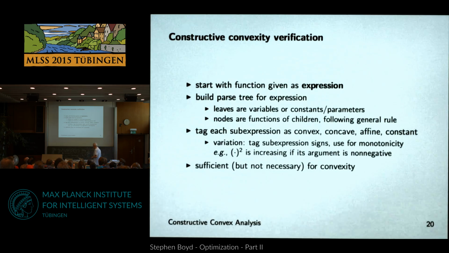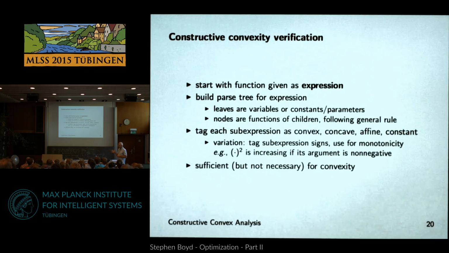Okay. So now we're going to get to the idea of constructive convexity verification. So you're going to start with a function given as an expression. I've been saying a lot of these things all along anyway, so it should be kind of obvious. You build a parse tree for the expression. The leaves are going to be variables or constants and parameters. The nodes are sub-expressions, so they're functions of the children, but each one has to match this general rule. And you're going to tag each sub-expression as convex, concave, affine, or constant.